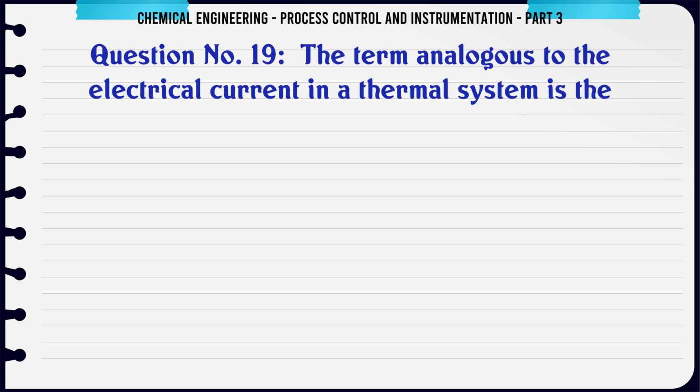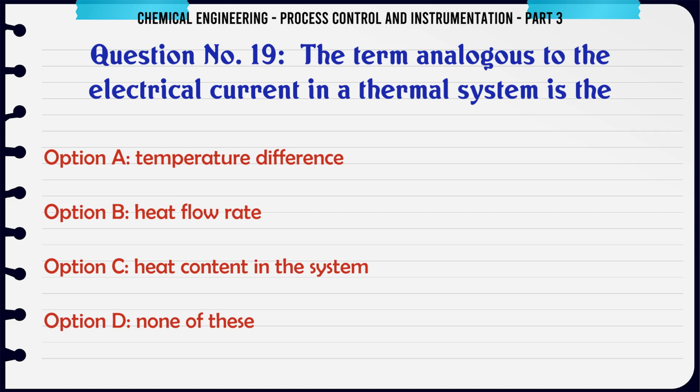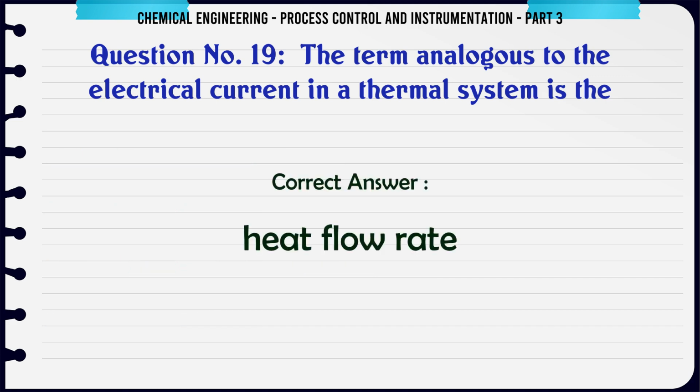The term analogous to the electrical current in a thermal system is the: A. temperature difference, B. heat flow rate, C. heat content in the system, D. none of these. The correct answer is heat flow rate.